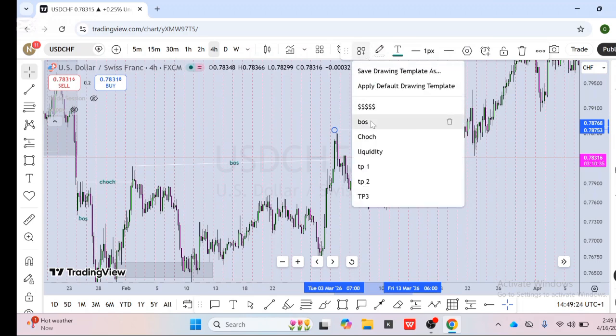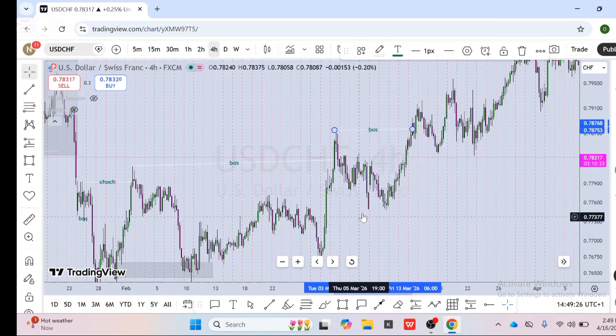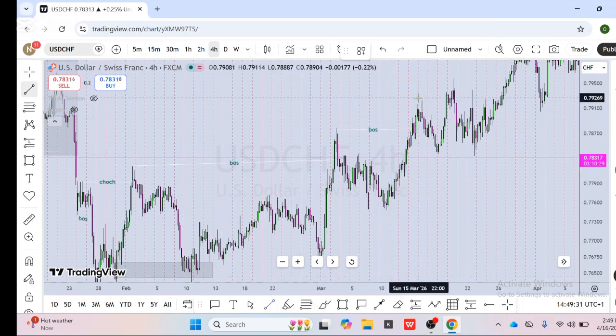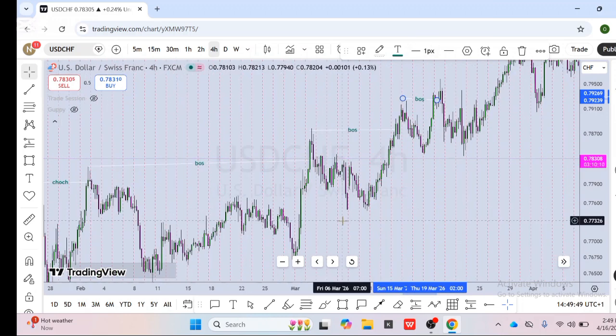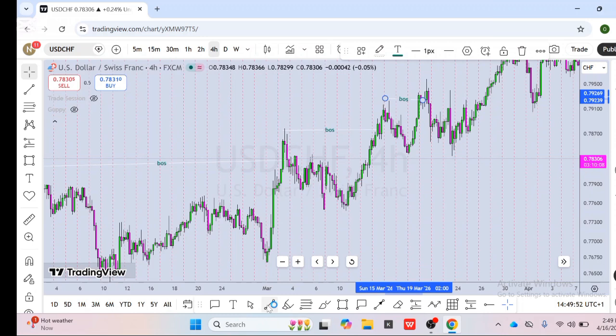keep making higher highs, higher lows. This is another break of structure. When this break of structure occurred, price came back to this fair value gap. It came back to this place and continued the move up. Here's another break of structure.